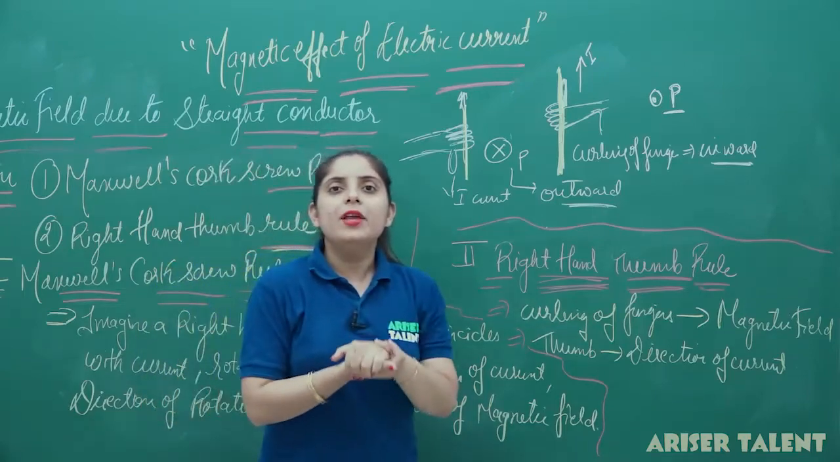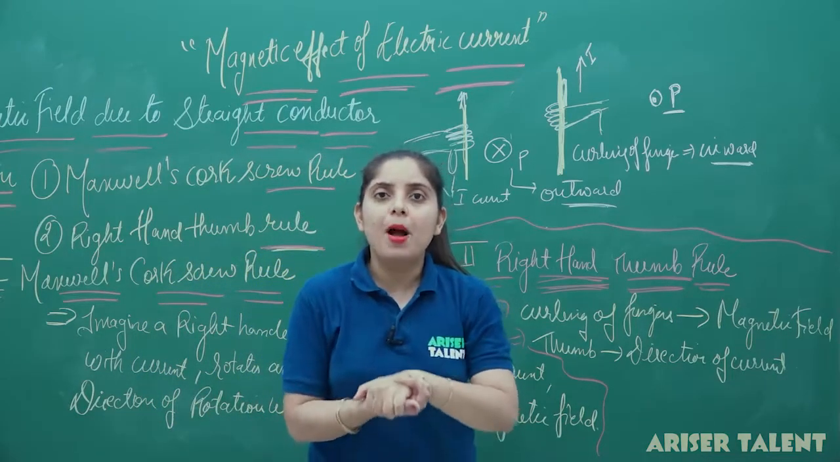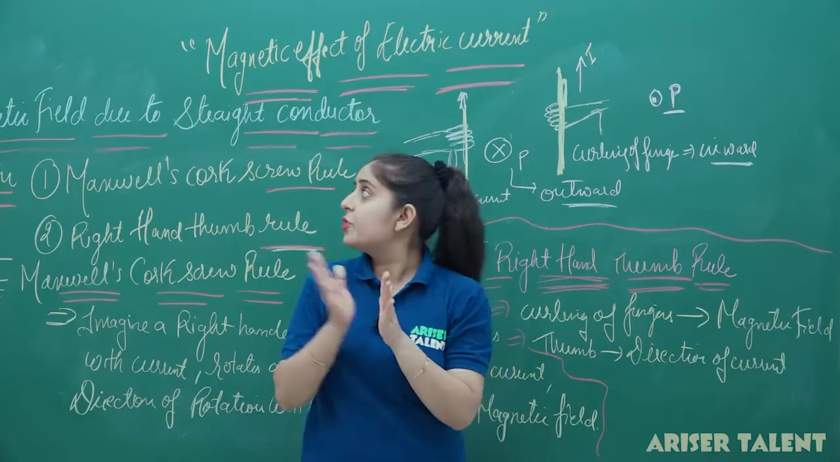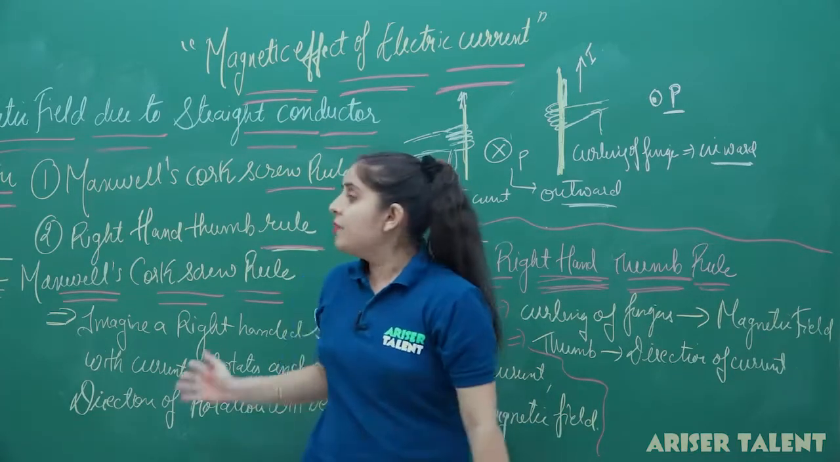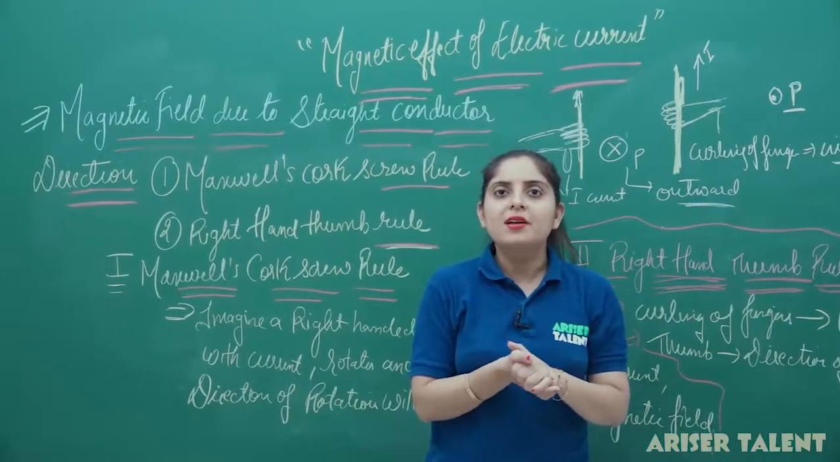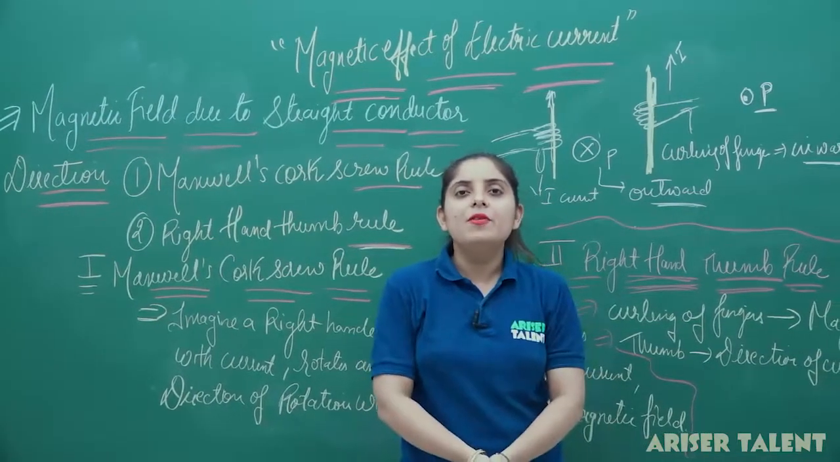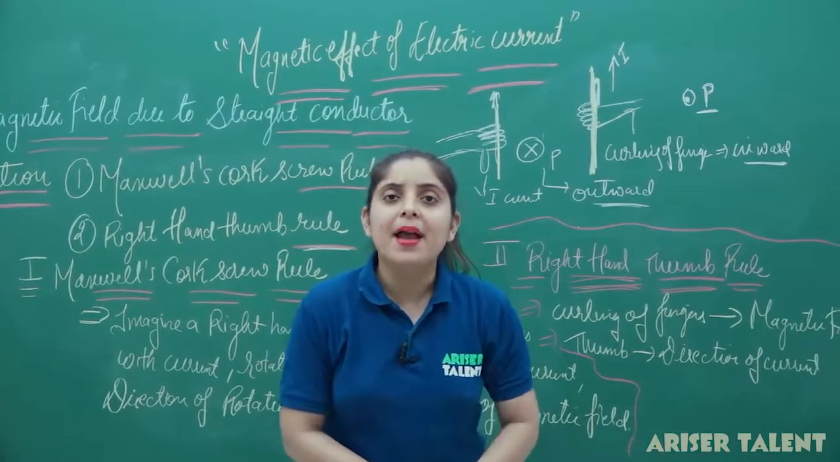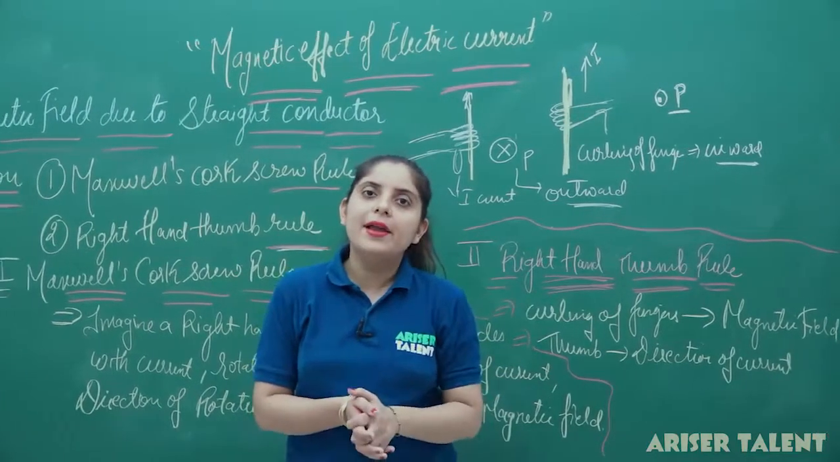In today's lecture, we discussed the magnetic field due to a straight current carrying conductor. We have also determined the formula for it, which is very important for solving numerical problems. Now in our next lecture, we will deal with the magnetic field due to a current carrying coil and solenoid.